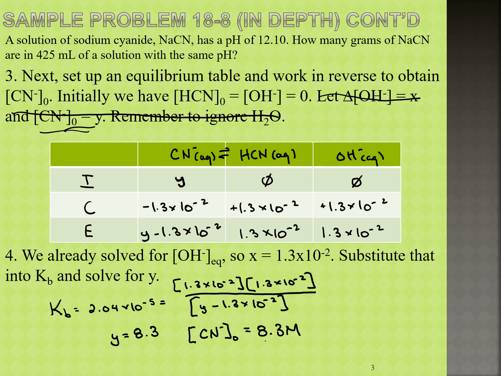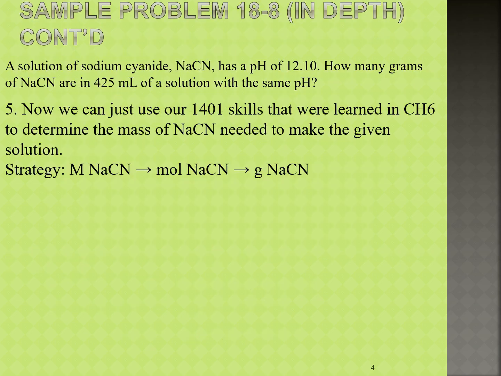All right, now let's move on to our next slide and see what else we want to do, because it doesn't just say that, it says how many grams of sodium cyanide are in 425 mL. We are certainly getting close now. We're on step number 5, which is going to be our final step. We are going to use our Chem 1401 skills, and we're going to determine the mass of our sodium cyanide needed to make that. Just a reminder that all through this problem, we've only cared about the cyanide part of it. But when we're talking about the mass, we need the mass of the entire thing.